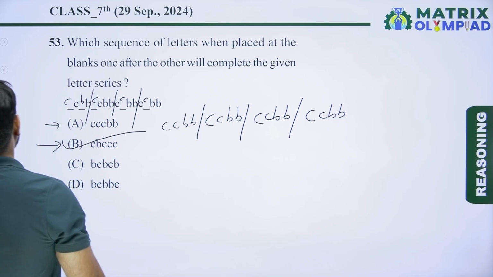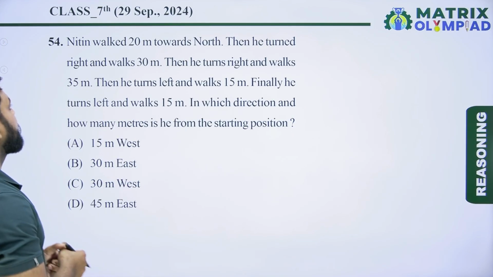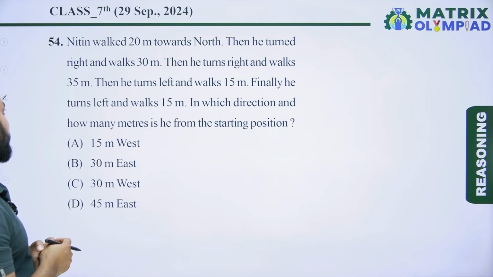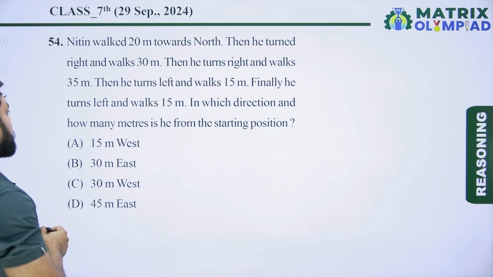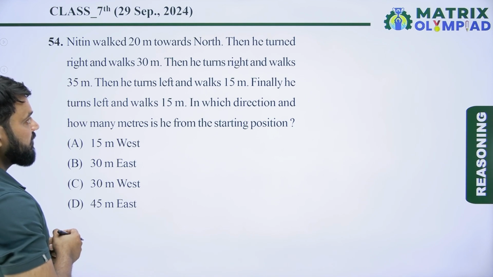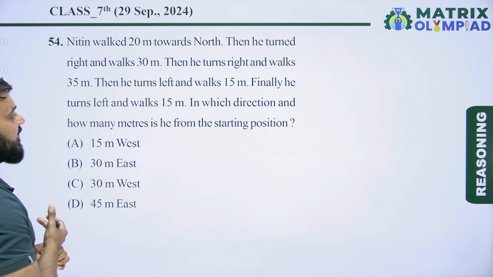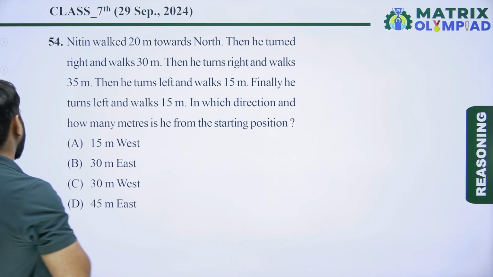So now let's move on to the next question. Question number 54. Nitin walked 20 meters towards north. Then he turned right and walks 30 meters. Then he turns right and walks 35 meters. Then he turns left and walks 15 meters. Finally, he turns left and walks 15 meters. In which direction and how many meters is he from the starting position?